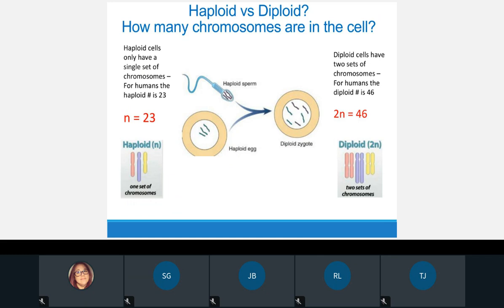So here we go. This is showing you, here again, our haploid sperm and our haploid egg. They each have 23 chromosomes. Chromosomes are pieces of DNA. And when those 23 chromosomes come together.